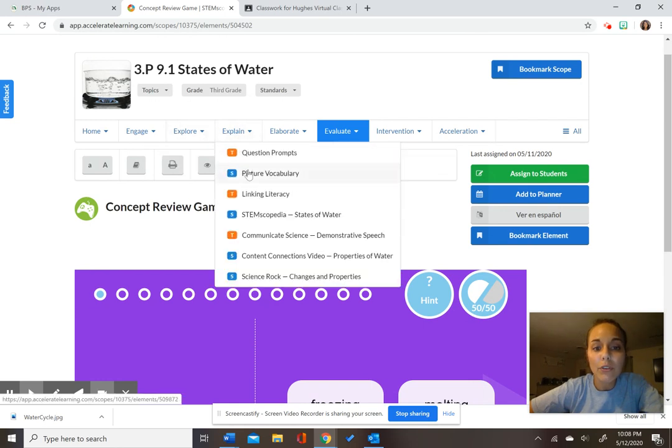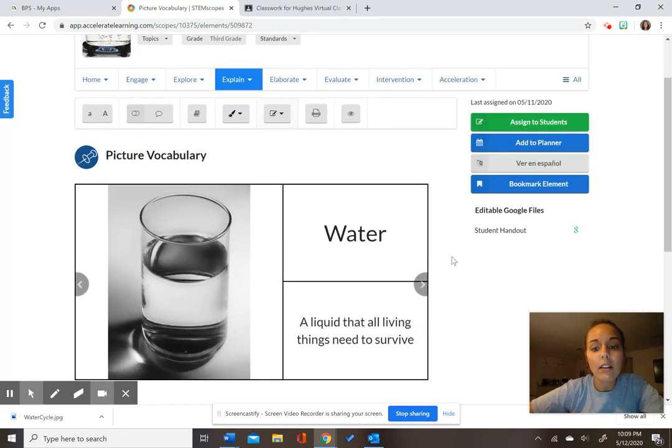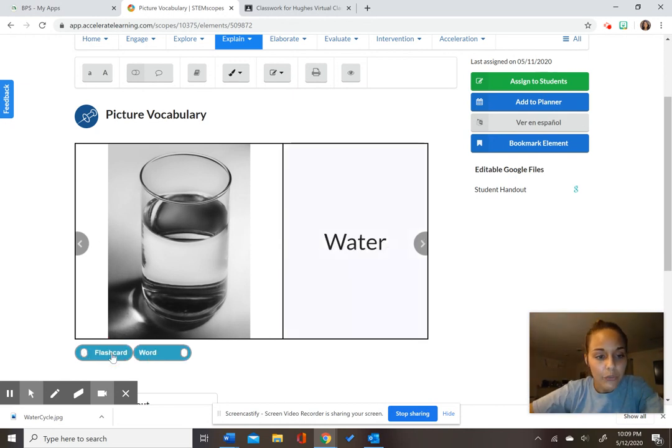And if you don't want to take this until you feel like you're totally ready, you are welcome to do the picture vocabulary, which I did assign to you guys. You don't have to turn anything in. It's just so you can see it easier. These are like flashcards and I love these. You can make it a slideshow. I think you can play with these and have it be like the word, the definition.